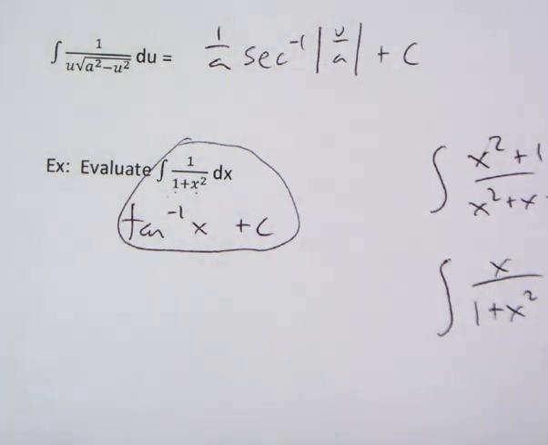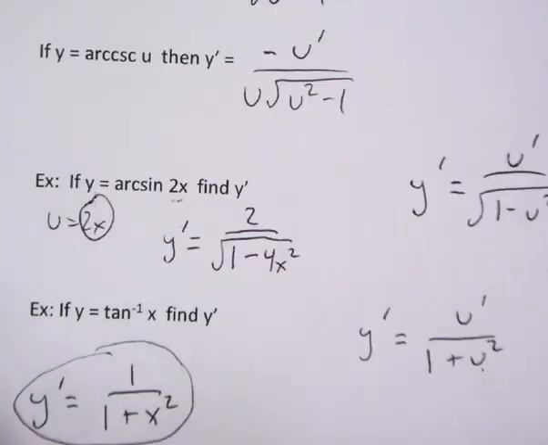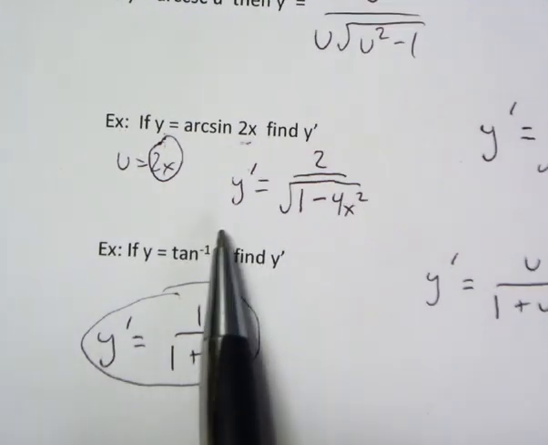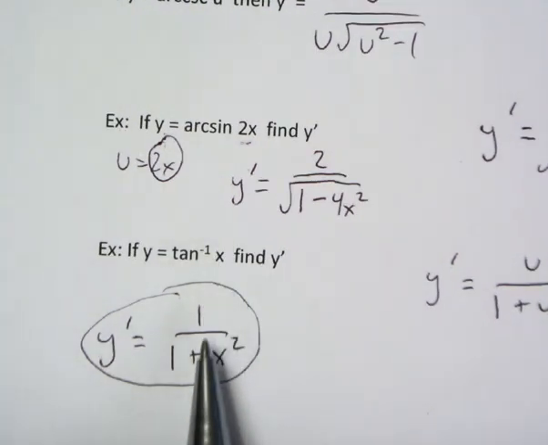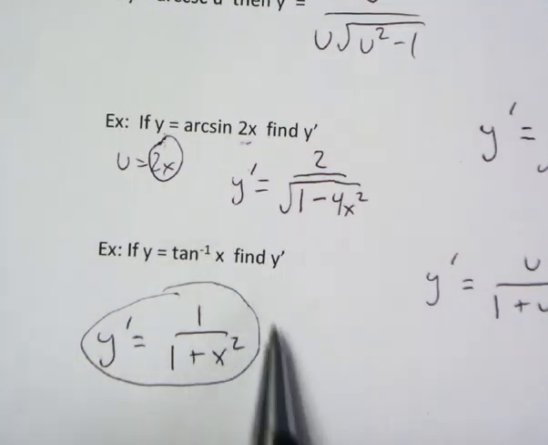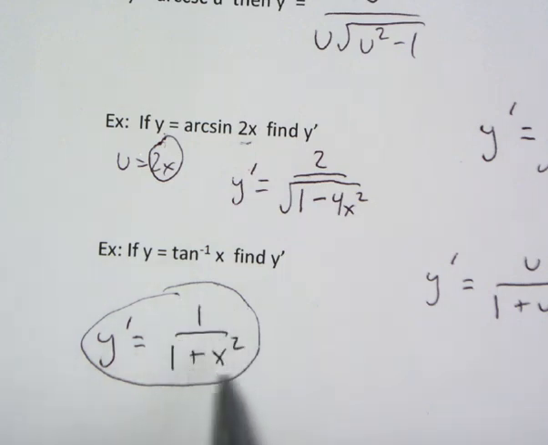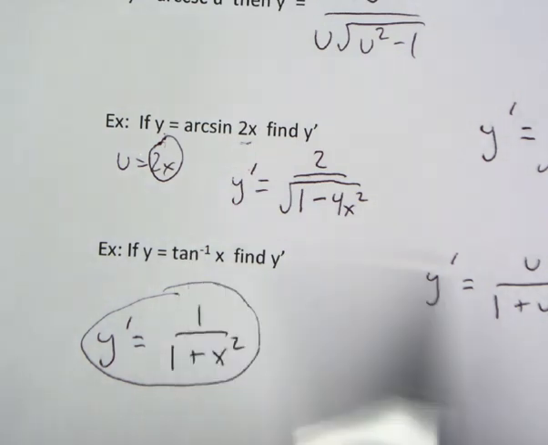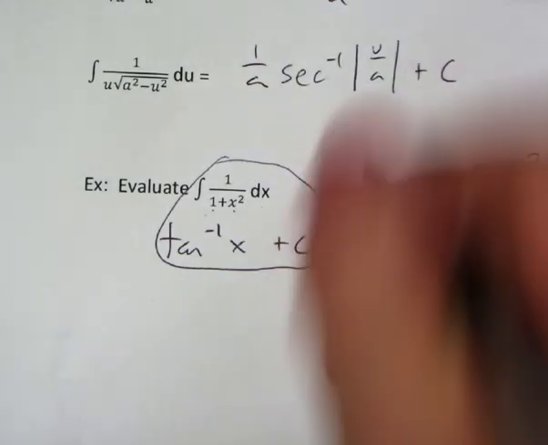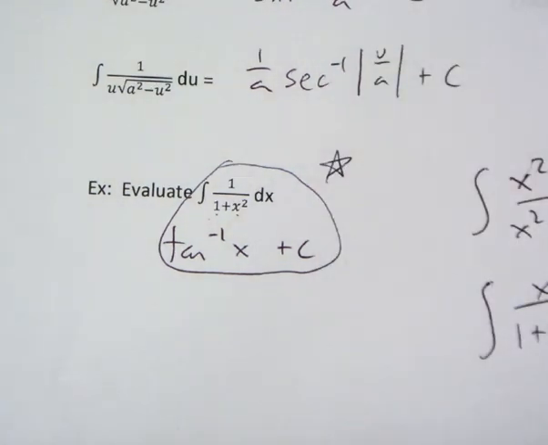And that's why on the other part of the notes, if I differentiate tangent inverse, I get 1 over 1 plus x squared. Well, that means if I integrate 1 over 1 plus x squared, I get back to tangent inverse of x. So I just wanted to show you guys that kind of back and forth right there. This is the one that I would star and make sure you can recognize. I'm not telling you not to memorize the other ones and practice the other ones, because you're going to have to on the homework and stuff. But again, that's up to you.